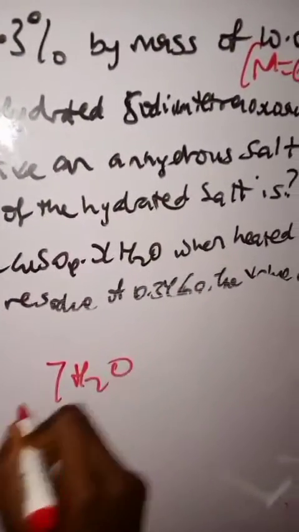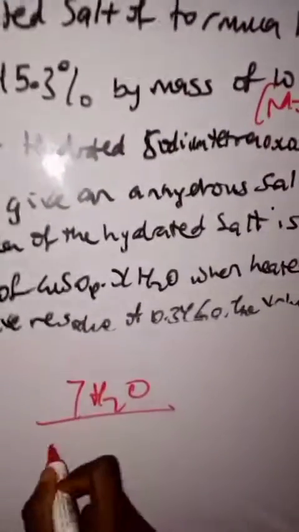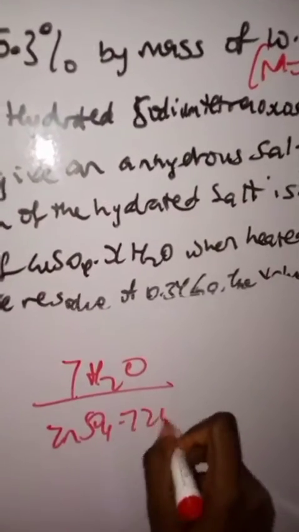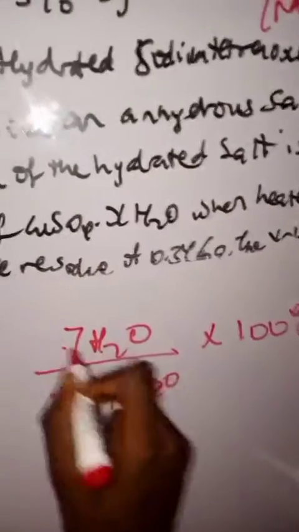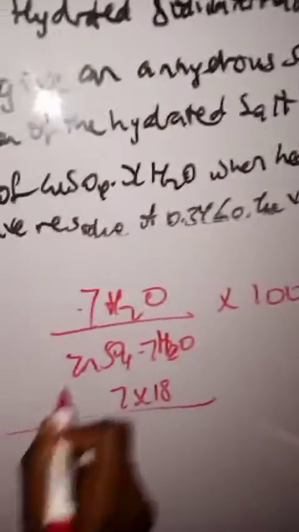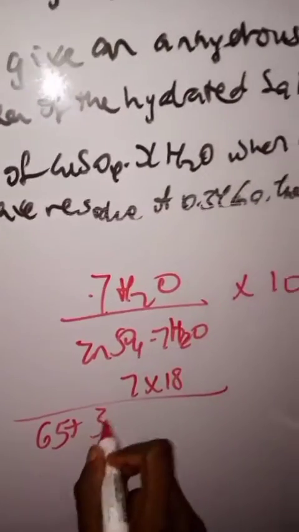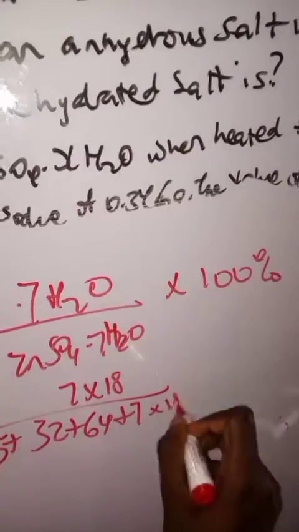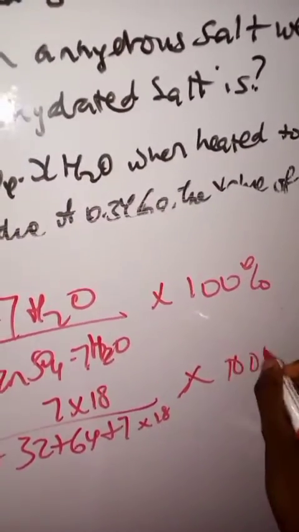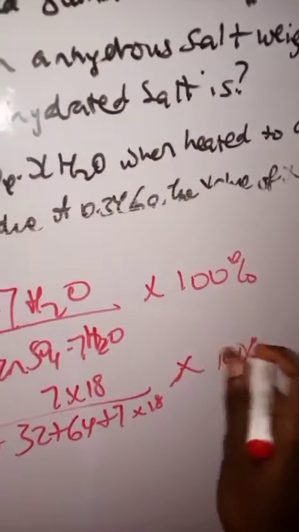So let's take these last two questions now. We were given the percentage of water of crystallization in ZnSO4.7H2O. So you are dealing with water of crystallization, so you have 7H2O over ZnSO4.7H2O times 100%. So this is 7 times 18 over 65 plus 32 plus 16 times 4, that's 64, plus 7 times 18, times 100%.